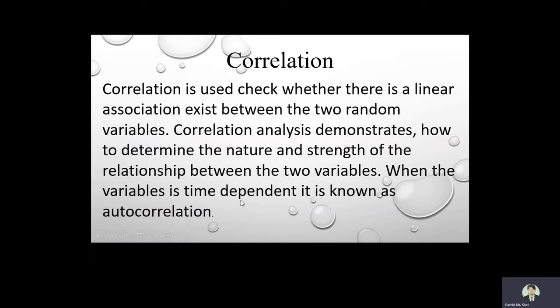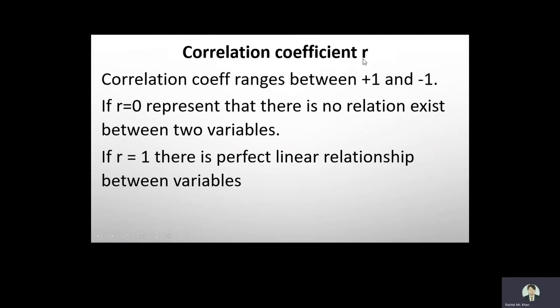When the variable is time dependent, it is known as autocorrelation. So this is correlation, which we use to check the nature and the strength of a relationship. Nature is whether it is negatively or positively correlated. Strength of relationship is how strongly the variables are correlated. This is the correlation coefficient, so a little bit about it.